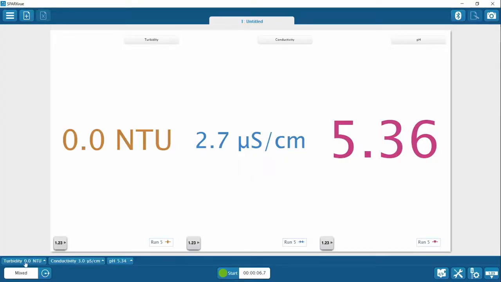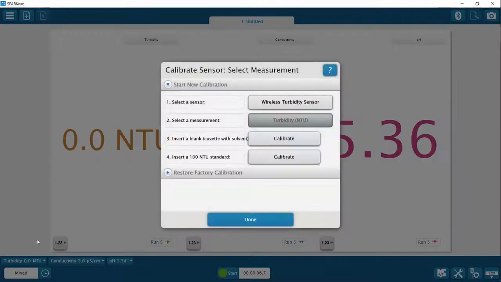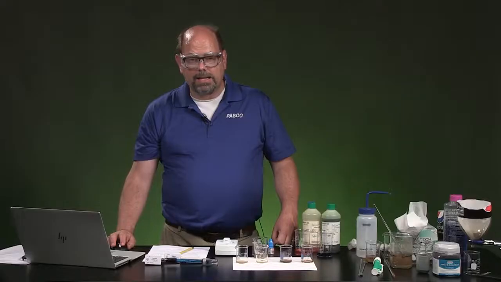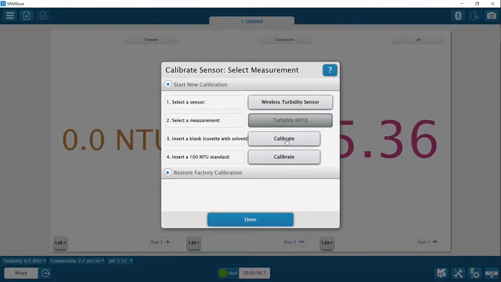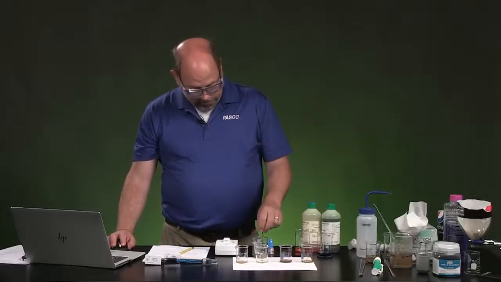Let's take a look at our turbidity. By clicking here, I can calibrate this measurement. And you notice first, we're using the turbidity sensor. Second, the measurement we're going to be looking for is called the turbidity, and it's given in NTUs. All right. There we're going to put a blank in.